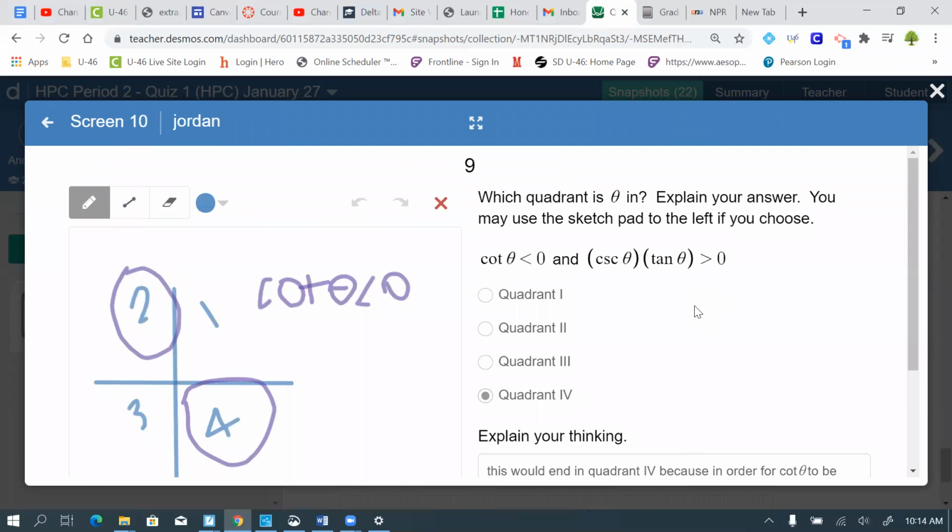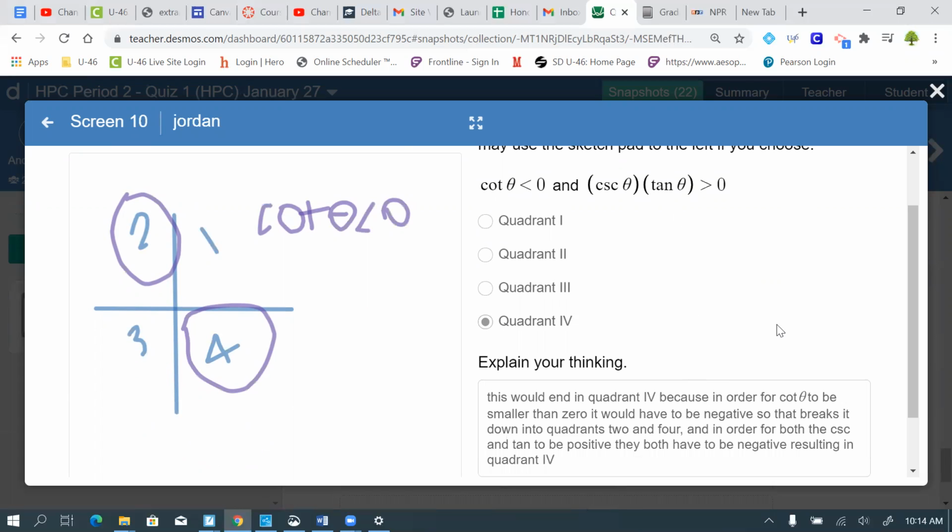Love this one. Which quadrant is theta in? So first, cotangent is negative, which means you're in quadrants 2 or 4. And cosecant times tangent. Well, let's see. For that product to be positive, they either are both positive or they're both negative.